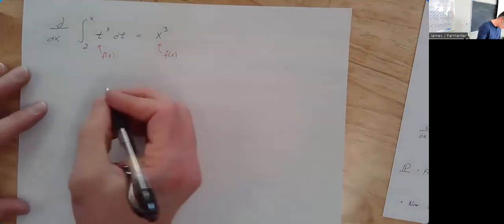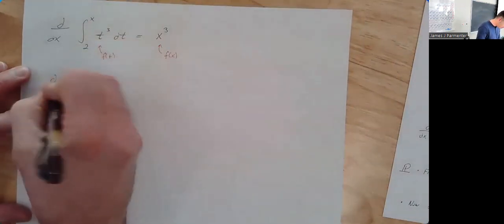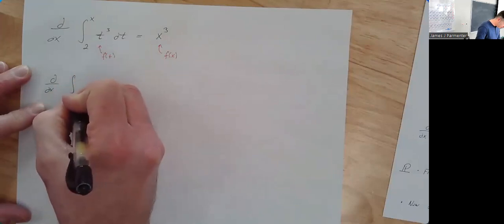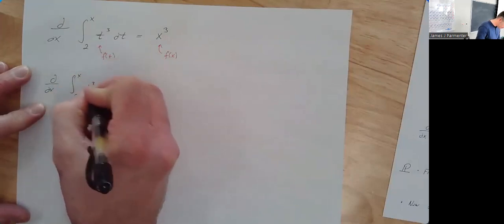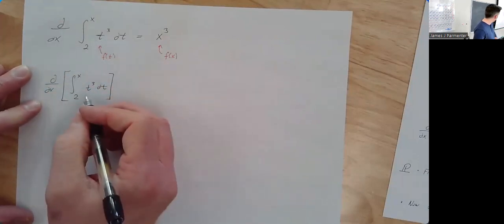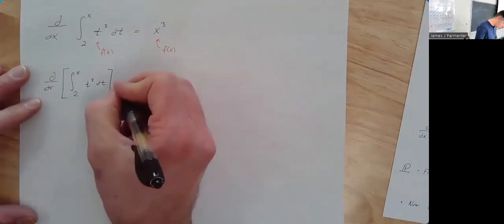So let's do the thing. We're actually going to calculate this using the fundamental theorem of calculus part 2. So if I want to find the derivative of the integral from 2 to x of t cubed dt, let's actually find the antiderivative, or the integral from 2 to x of t cubed dt.